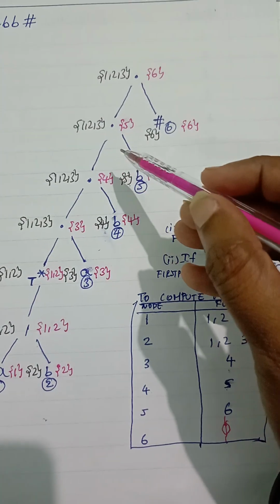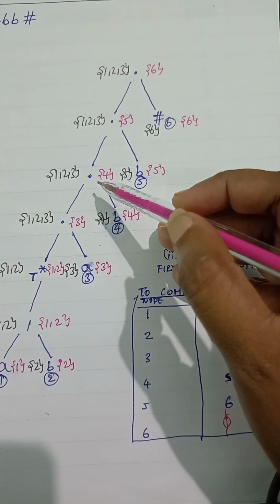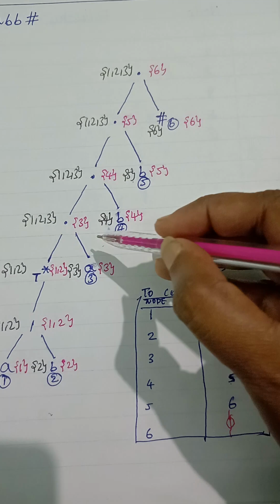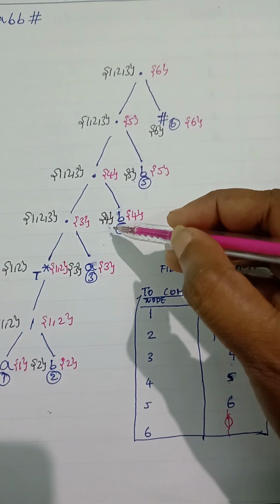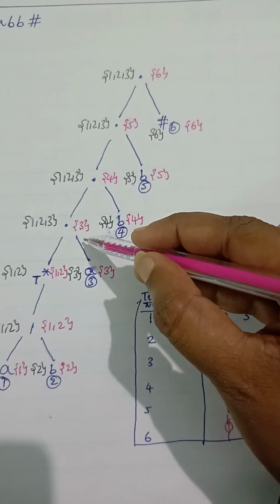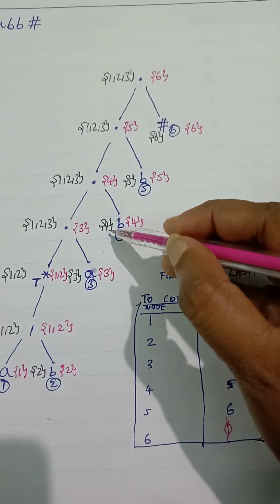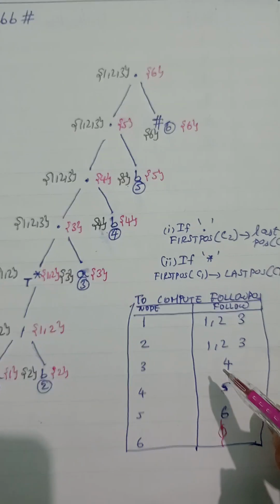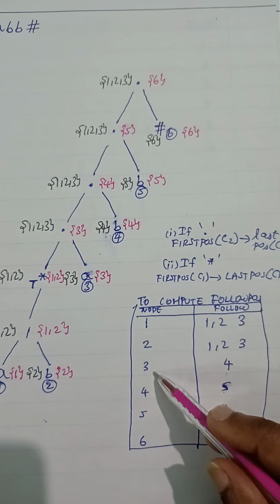Then I have encountered one other dot node. Again in this dot node, the first position of C2 is 4, and I am going to move this first position of C2 to last position of C1. I am going to write this 4 in node 3. So I have written the 4 in node 3.